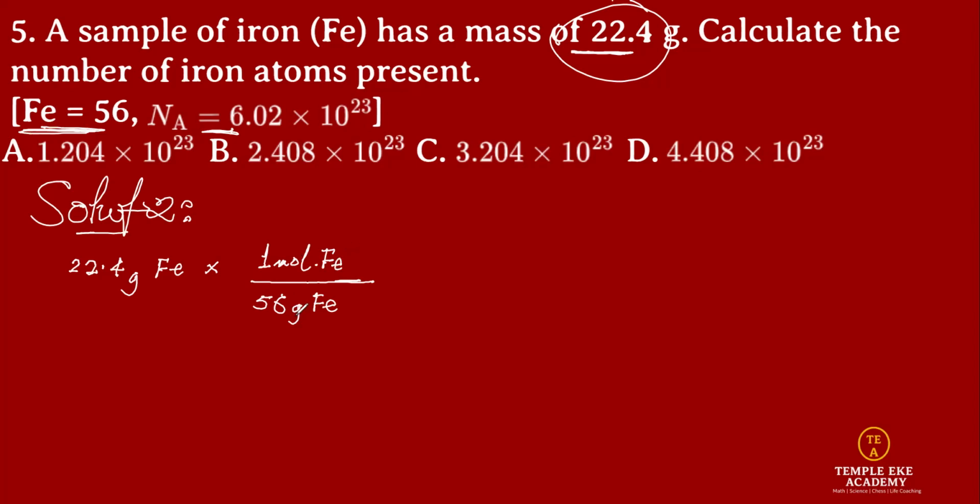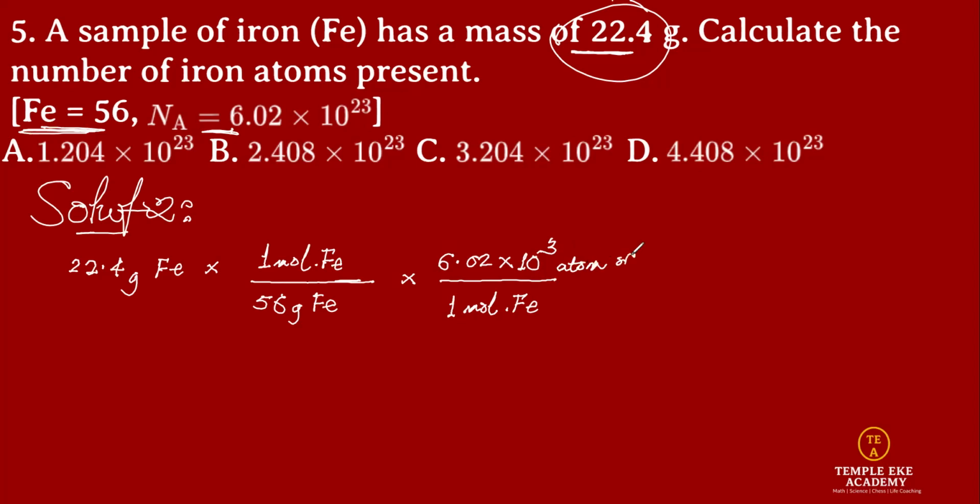So as you can see, the gram of iron already takes care of the gram of iron there. And now we continue the process, taking care of this 1 mole. So in 1 mole of iron, 1 mole of iron contains the Avogadro's number, which is 6.02 times 10 to the power 23. So 1 mole of iron contains 6.02 times 10 to the power 23 atoms of iron.